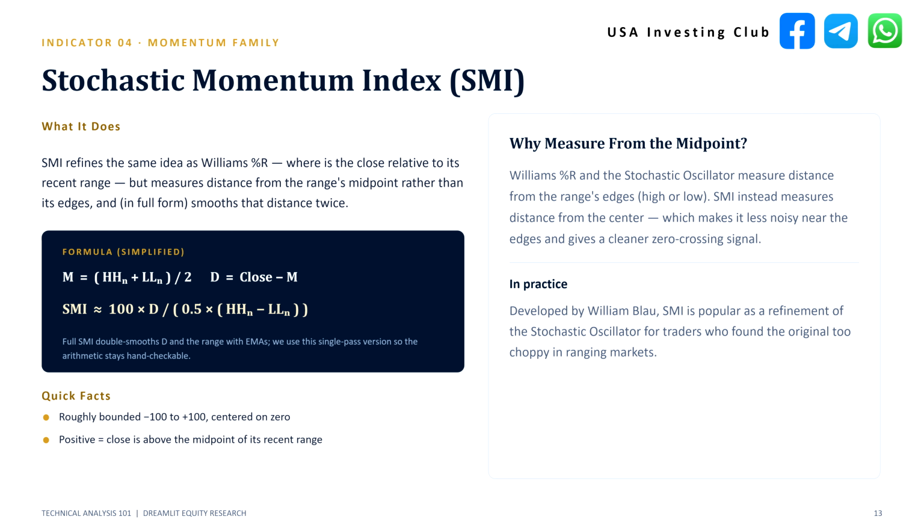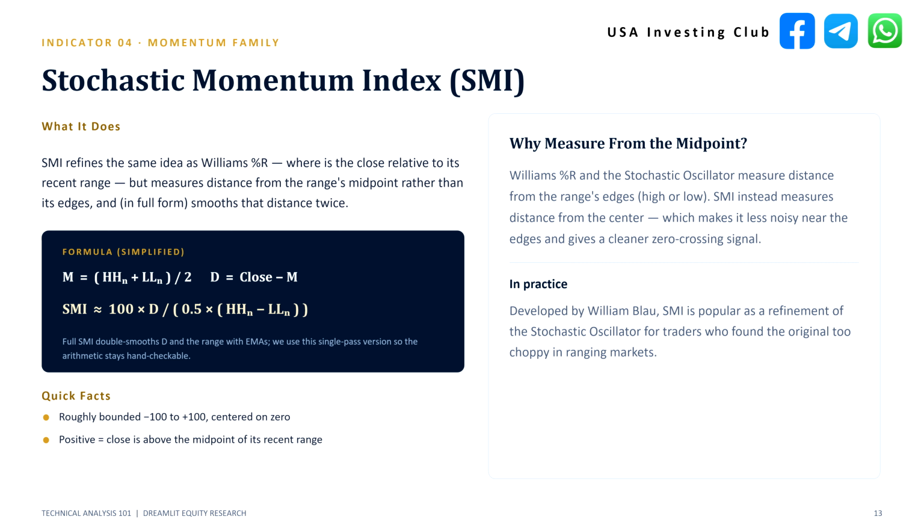The Stochastic Momentum Index, SMI, refines the exact same idea as Williams percent R, the close relative to its recent range, but measures distance from the range's midpoint rather than from its edges, and in its full form, smooths that distance twice. Here's the formula in simplified form.